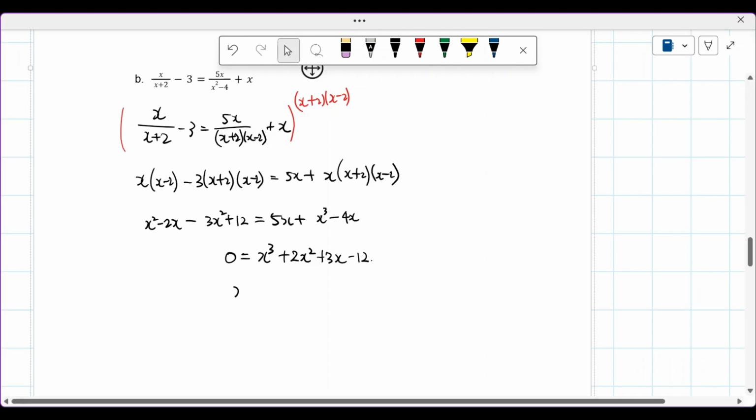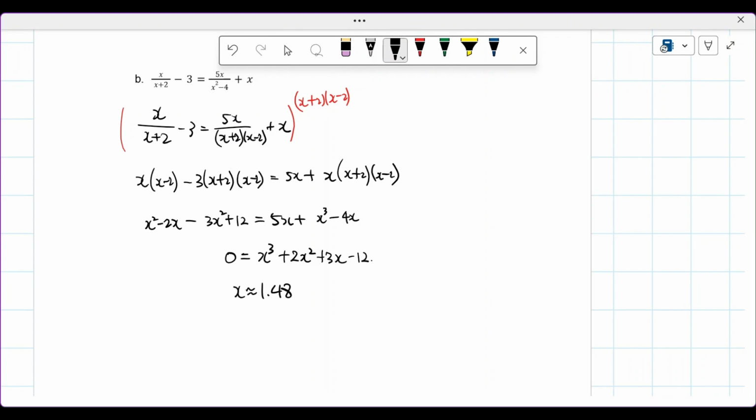I get one solution of x equals approximately 1.48, which definitely has no problem because I have no 1.48 terms in the denominator.